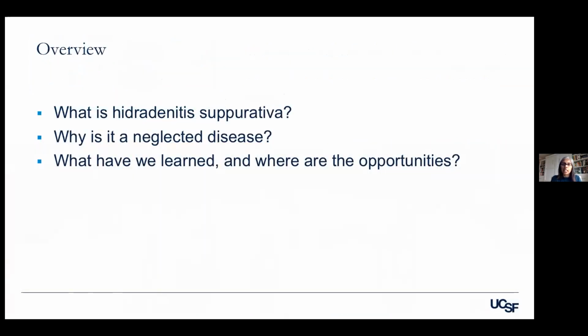So today, this is what we've talked about. We've learned kind of what HS is and made sure that we were all on the same page. We talked about some data that supports HS as a neglected disease. And then we've talked about what work has been done in this space really over the last decade primarily, and where there are opportunities to grow that knowledge.